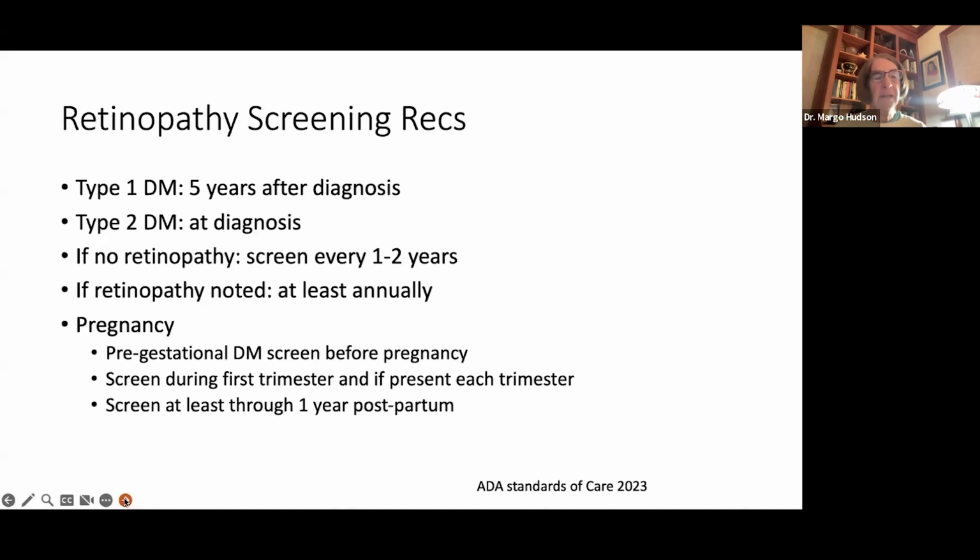And if they become pregnant, they should have screening before pregnancy, if at all possible. They should be screened during the first trimester and, if they have retinopathy, each trimester after that, with more intensive screening at least through 1 year postpartum.